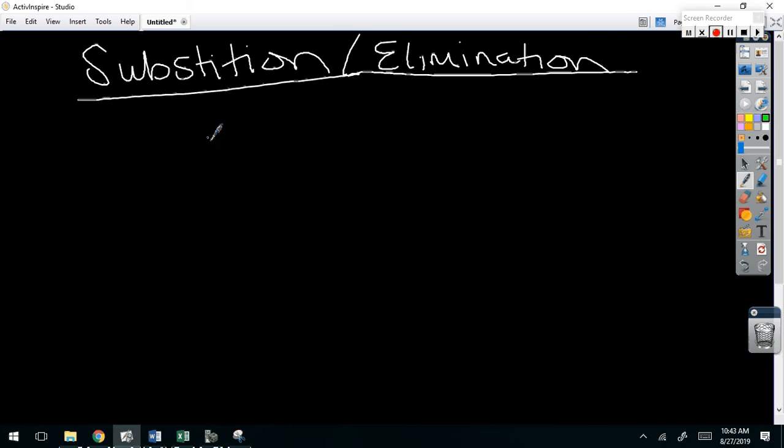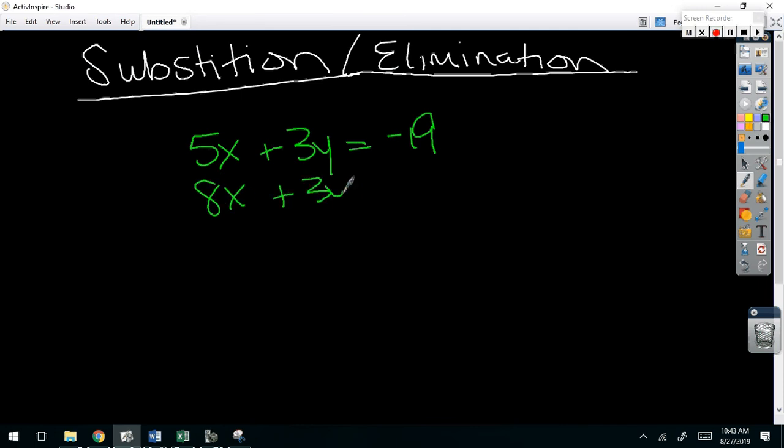Let's say I have 5x plus 3y equals negative 19, and 8x plus 3y equals negative 25. Why elimination? Because of the 3 y's. The 3 y's are exactly the same. In this case, I don't even have to multiply by anything, right? Well, I kind of do. What do I have to multiply by? Negative. I can either subtract the equations the way they sit now, or I can multiply one of them all the way through by -1.